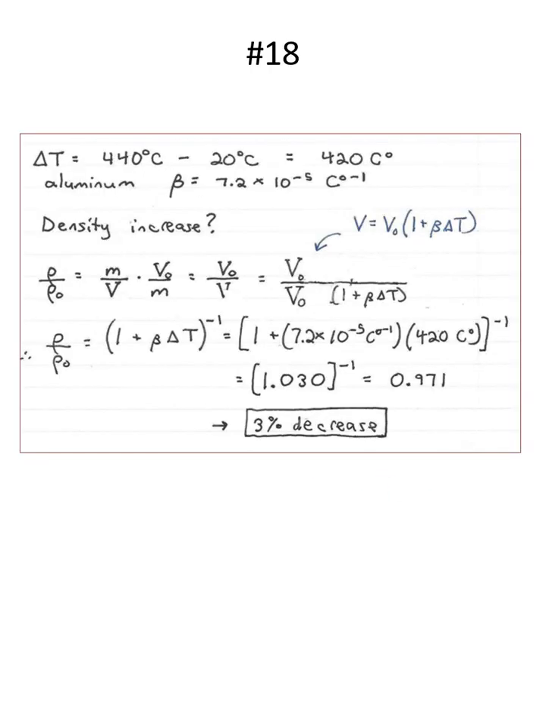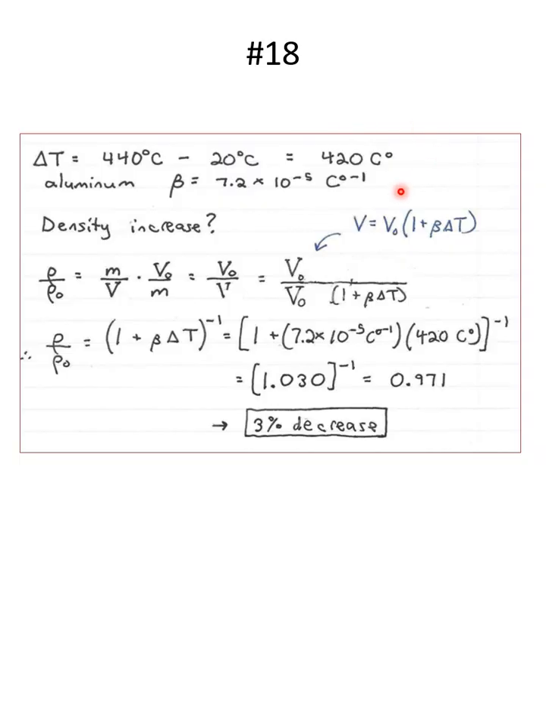Number 18, heating an aluminum block from 20 degrees to 440 degrees Celsius causes its density to change by about what percent? It's asking about the density changing. Now we have an equation for volume changing, so we know that density is related to volume. I've written down all the given information. Here is delta T, 440 minus 20, which is 420 Celsius degrees.